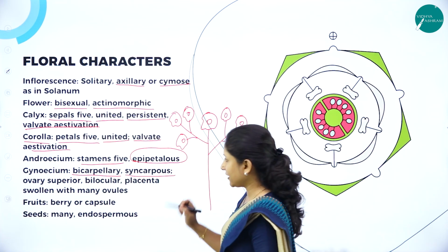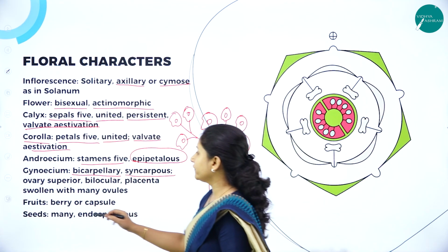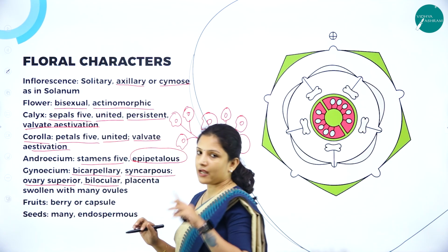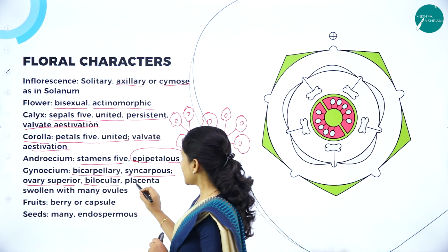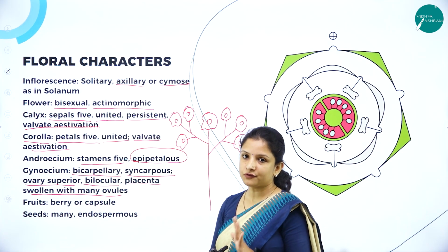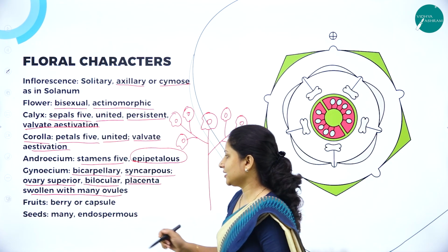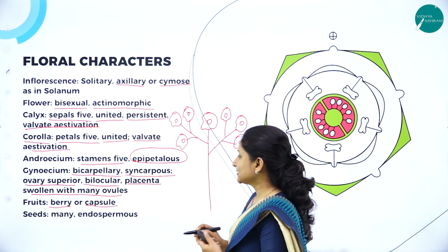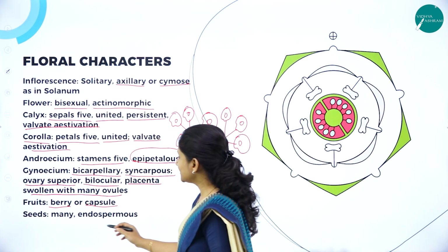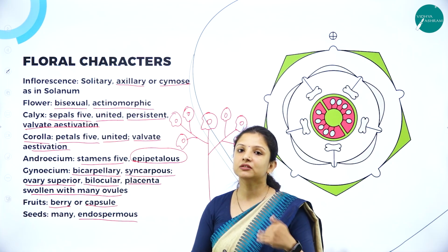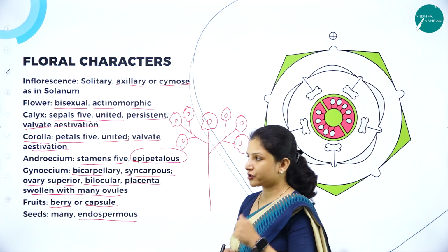Carpels are fused, therefore they are syncarpous. The ovary is superior. They have a bilocular ovary, meaning they have 2 locules. Placenta is swollen with many ovules. This is also one of the characteristics of Solanaceae. Next, fruits, they are a berry, or you can call them a capsule also. Seeds, many seeds are there, and the seeds are endospermous, meaning they have an endosperm, which is a nutritive tissue that provides nutrition to the embryo.